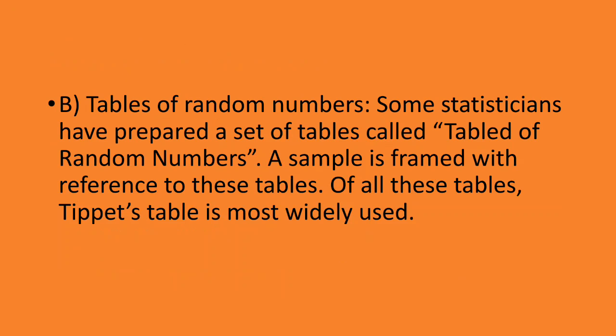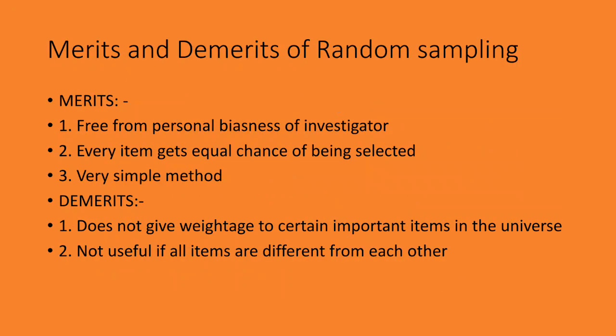Next is tables of random numbers. Some statisticians have prepared a set of tables called tables of random numbers. A sample is framed with reference to these tables. Of all these tables, Tippett's table is most widely used, which is framed by the statistician Tippett.